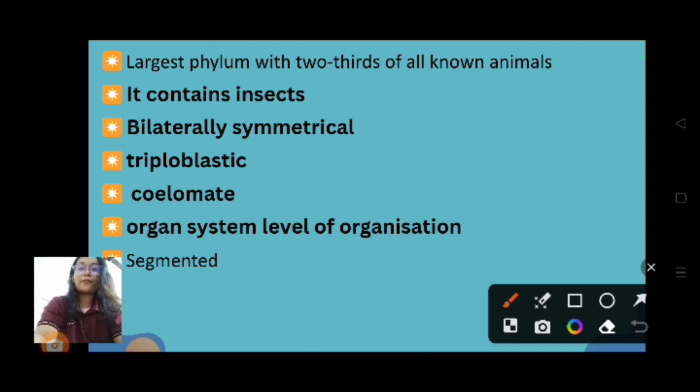So what is the first point saying? That this phylum is the largest phylum of all the 11 phyla which are present in the animal kingdom. This is the largest phylum. Is it clear? So it covers 2/3 of all known animals. 2/3 means what?